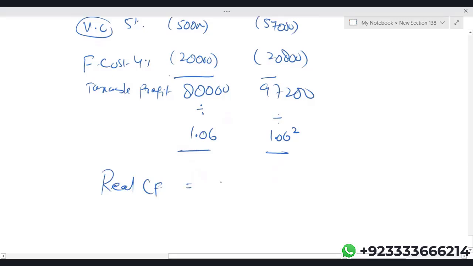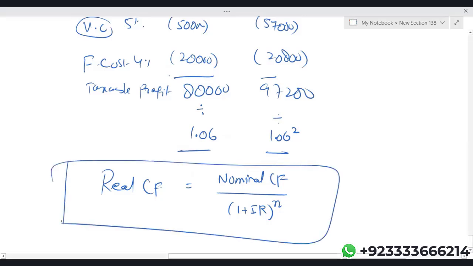Real cash flow is equal to nominal cash flows divided by 1 plus inflation rate. Which inflation? General inflation. And power n. Obviously, for the first year, power is going to be 1. For the second year, power is going to be 2. For the third year, power is going to be 3. So this is a simple formula to convert nominal cash flows to real. Real cash flow is equal to nominal cash flow divided by 1 plus inflation rate, and the power is n.